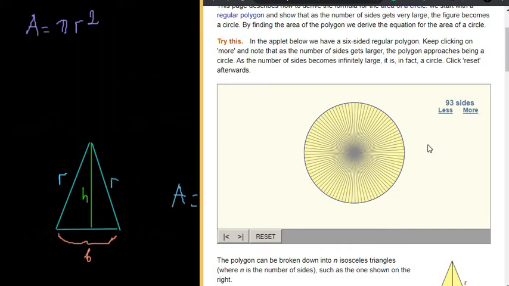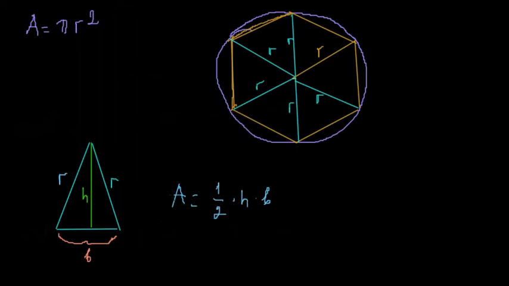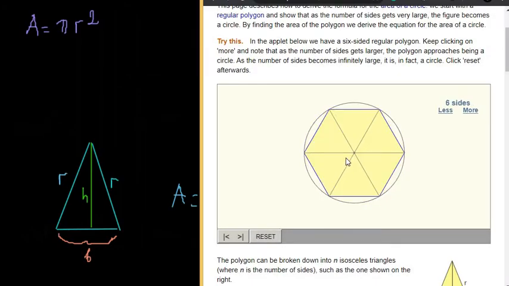And so this is the area of just one triangle here. Okay, one isosceles triangle, this one.